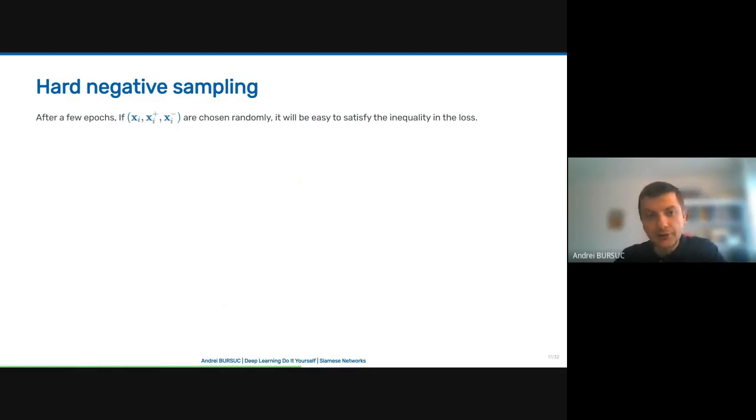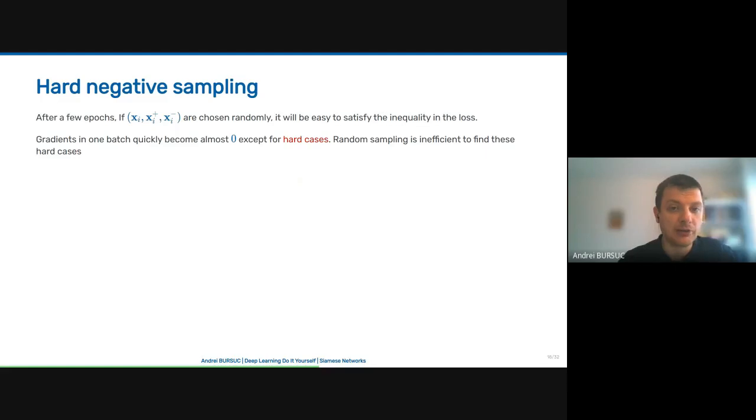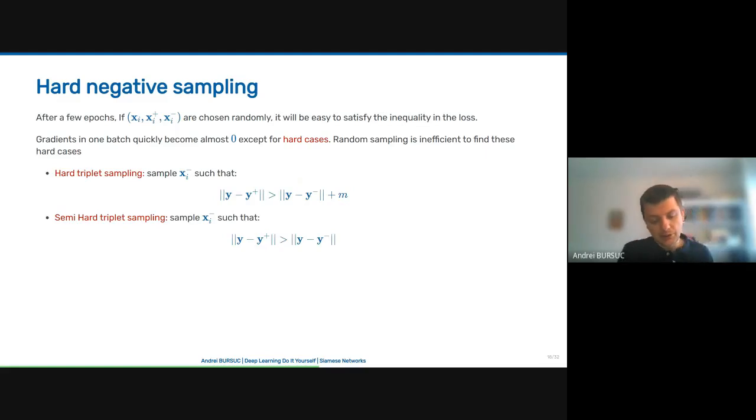So as I said, a very important aspect in Siamese networks is to deal with the negatives. We could see that after a few epochs, if we just randomly select our images, it will be quite easy to satisfy this inequality loss, especially for the triplet loss. Gradients in one batch can quickly get to 0, except for these hard cases. So random sampling is actually inefficient to find these hard cases. So what we actually do is we train for a while, and then we stop, take our whole data set of images, and do a feature extraction. We compute feature vectors for our data set, and then we look for hard negatives. Based on this distance, we select different negatives.